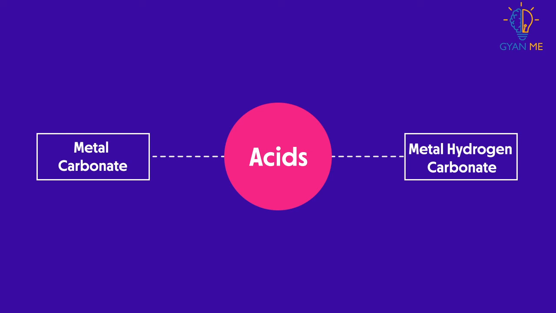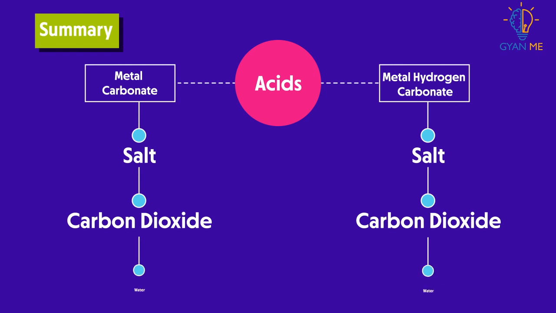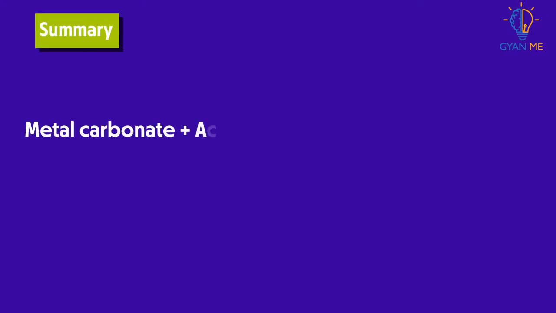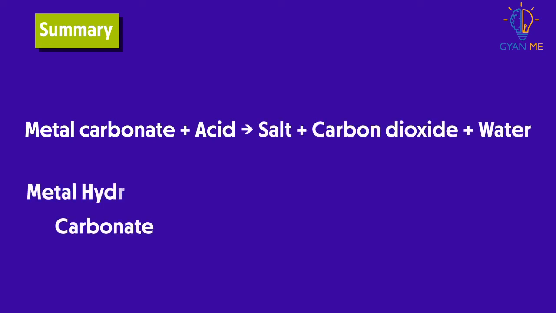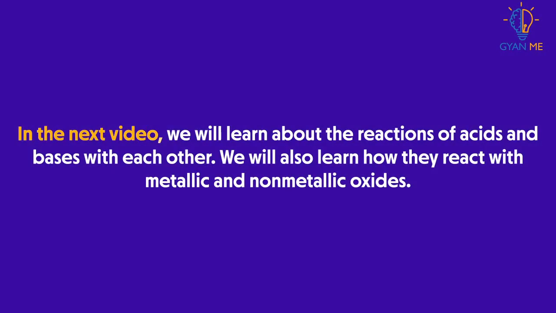So students, in this video, we have learned that all metal carbonates and metal hydrogen carbonates react with acids to give the corresponding salt, carbon dioxide and water. This reaction can be summarized as metal carbonate plus acid gives salt plus carbon dioxide plus water, and metal hydrogen carbonate plus acid gives salt plus carbon dioxide plus water. In the next video, we will learn about the reactions of acids and bases with each other. We will also learn how they react with metallic and non-metallic oxides.